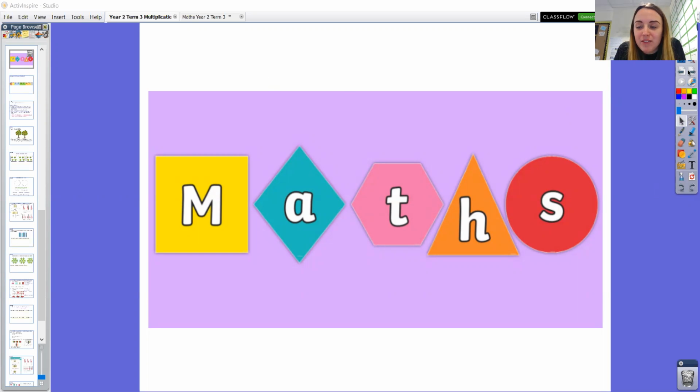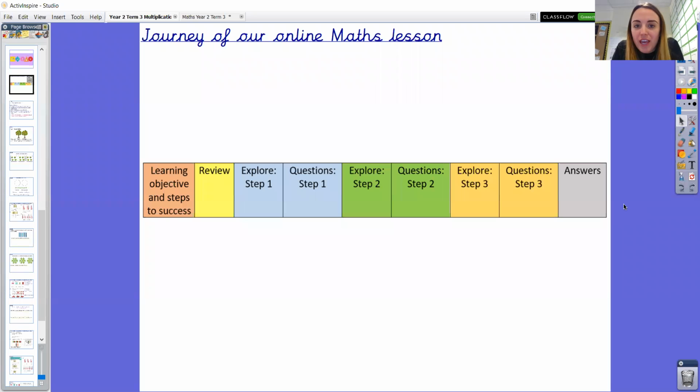So today in maths, I'm just going to share with you our journey of our online maths lesson. I know that we looked at this yesterday, but as you can see today, I've built in a review phase within our lesson. The reason being that in class every day, we have a review part to the lesson, which makes connections with the previous step in our learning. So that will be at the start of each session, making links with the step from the previous day.